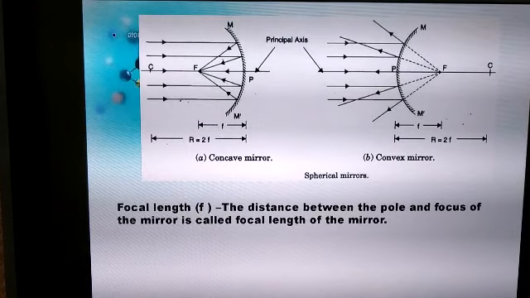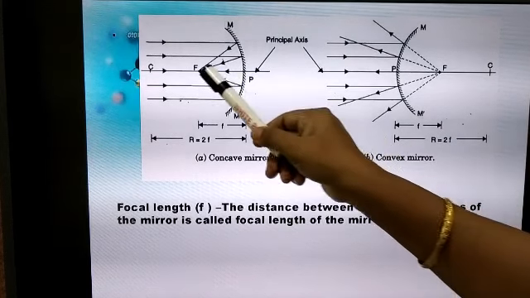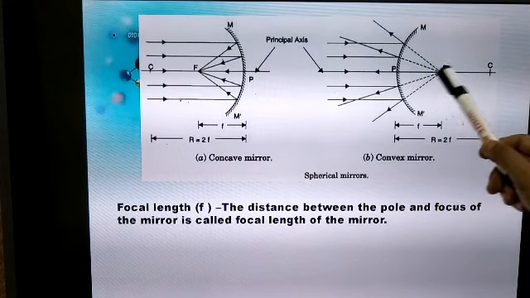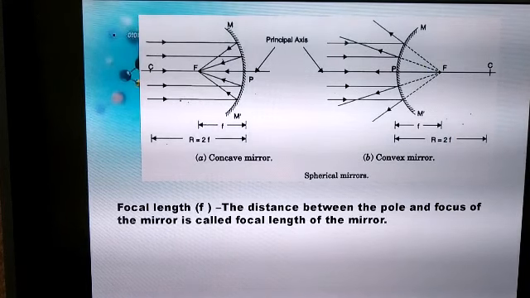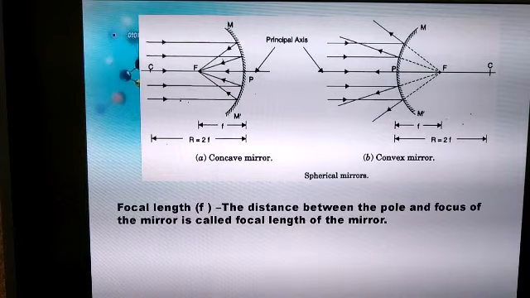The next term is focal length. If we consider the distance between the pole and the principal focus, here pole and principal focus, then the distance between the pole and principal focus of the mirror is called the focal length of the mirror. The focal length of the mirror is denoted by small f.